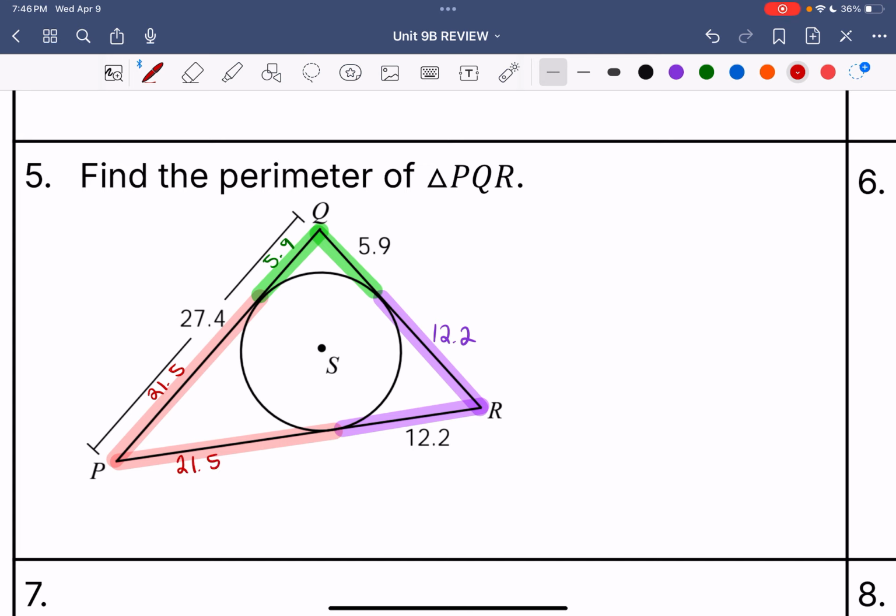So now if I want to find perimeter, we're just going to add all of those pieces up. So even though it's just 3 sides for this triangle, we're actually adding 6 pieces. So we have 5.9 plus another 5.9, 12.2 plus another 12.2, and then 21.5 plus another 21.5. So we're going to add all of these up.